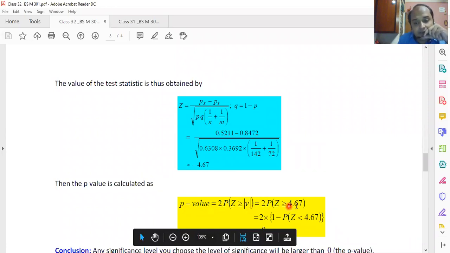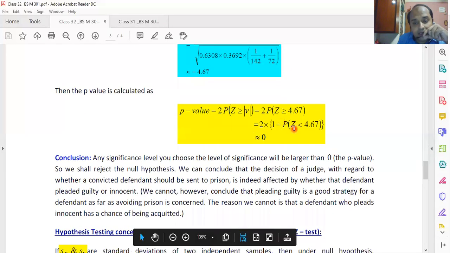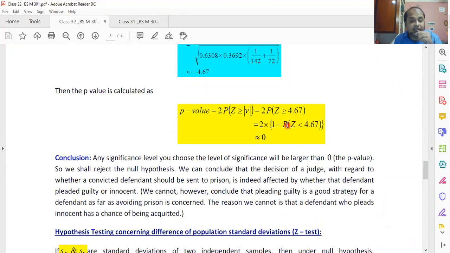Now p-value is calculated as this, and we can write this as 2 into 1 minus probability of z less than 4.67. Now you see, the interesting portion is that if you see the statistical table, you will find that this value will not be there. This part is missing. And there are reasons. If you see the statistical table, you will understand by yourself why it is missing.